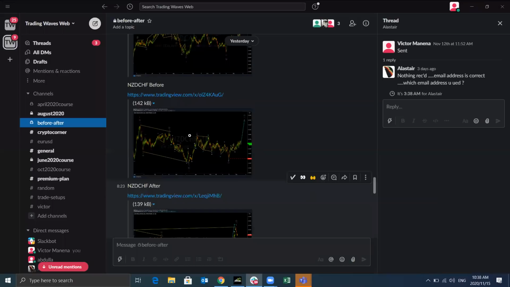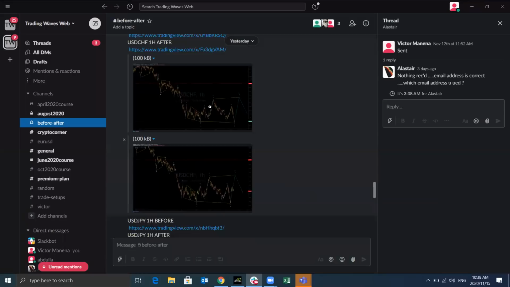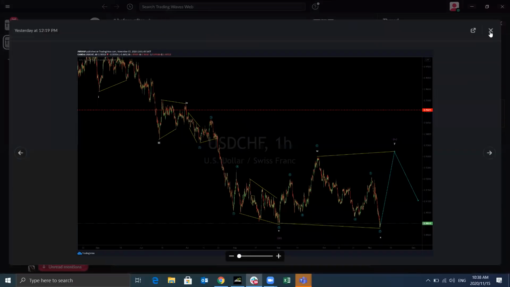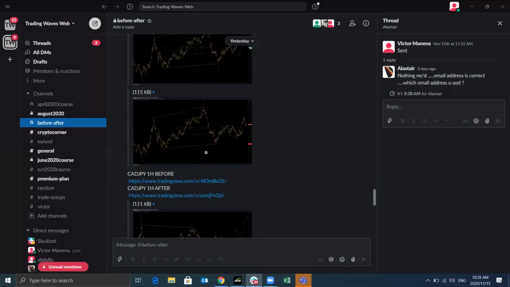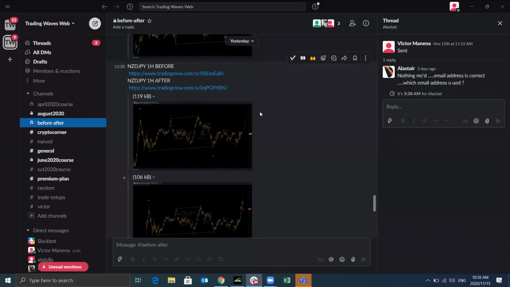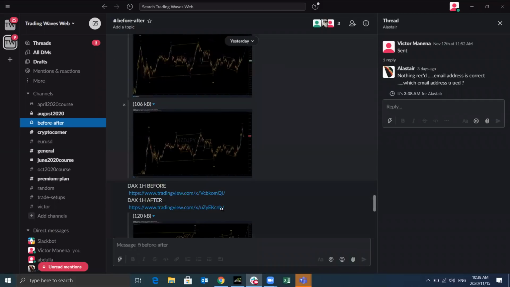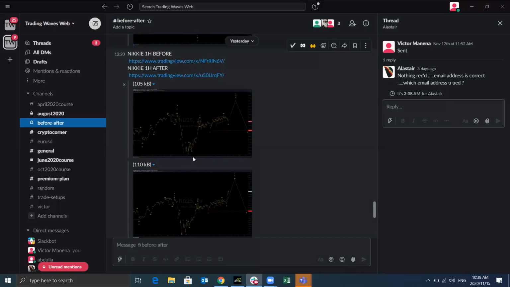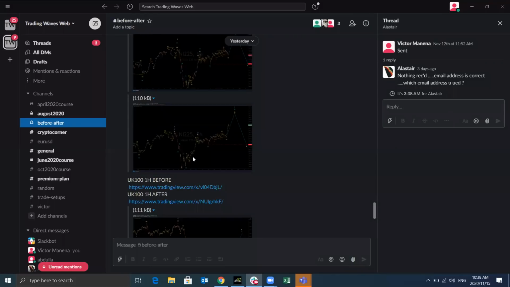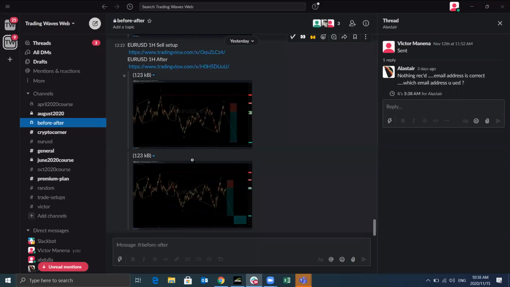So US dollar chief, as you can see, we've already indicated this one, entry right at the bottom. So this is US dollar yen, pound yen. Let's look at the rest here. CAD yen, New Zealand yen also pushed up higher. Almost 90% success rate forecasting last week. So UK 100, we've already looked at that. CAD, I think we've gone through almost everything here.